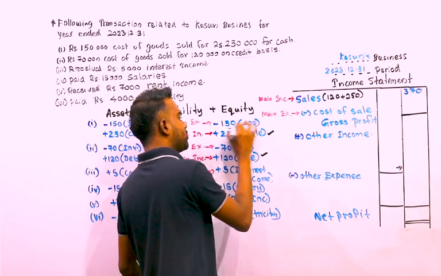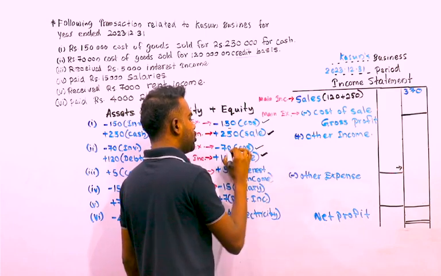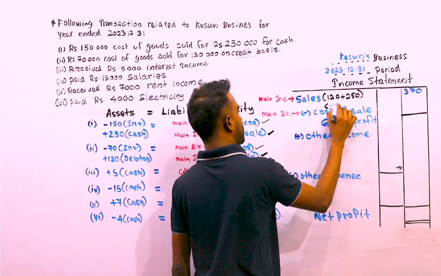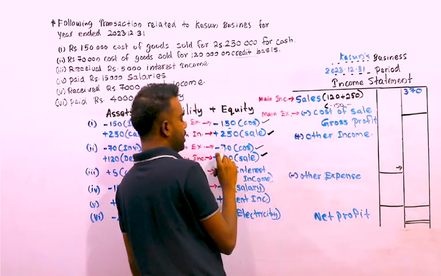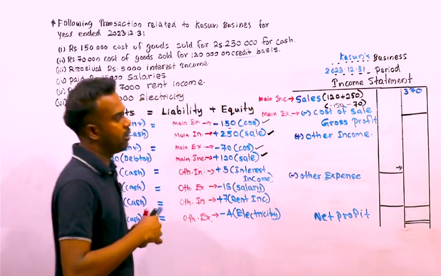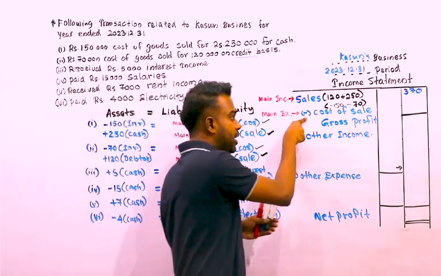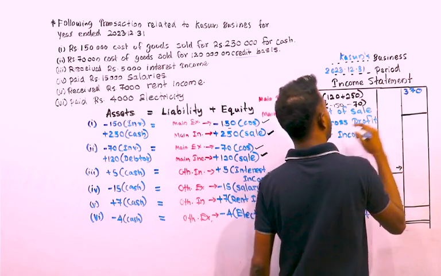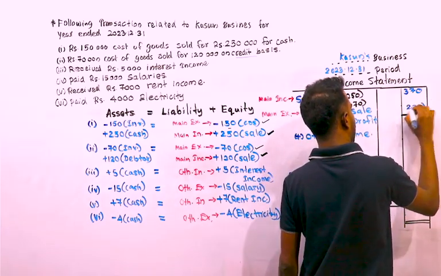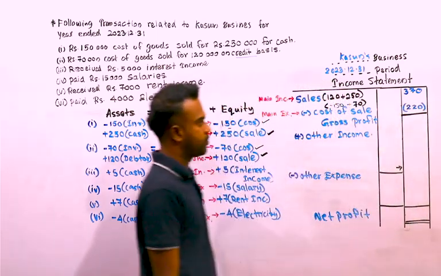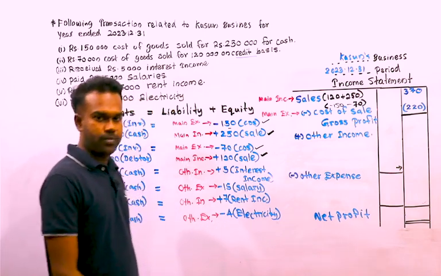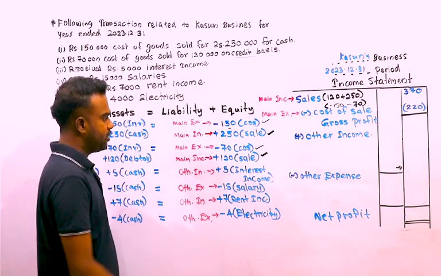There are two cost of sales, this one and this one. Get the totals: 150 and 70. Keep in mind we are deducting. Get the total, 220. Understood. Only 80 is left.